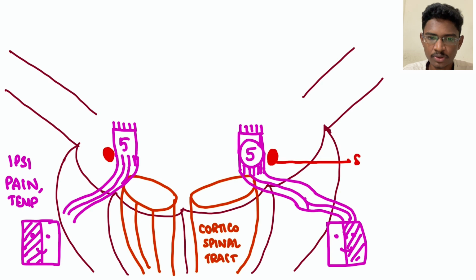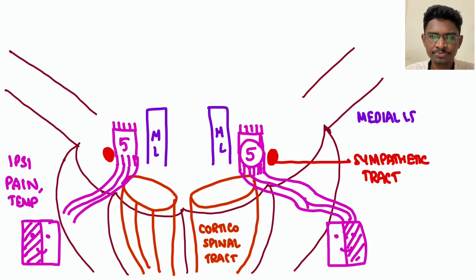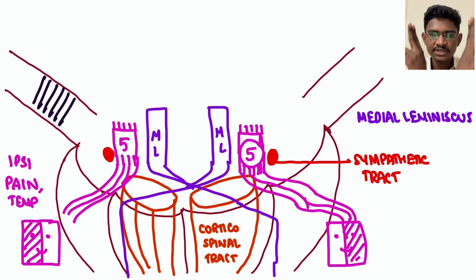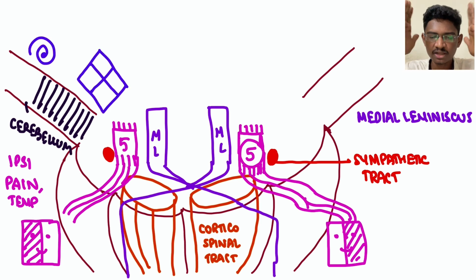You should remember this: pain and temperature in one half of the face is carried by the spinothalamic tract of the trigeminal ganglion. Next is this red portion, which is the sympathetic tract coming from the hypothalamus. From there it will descend down and go to the sympathetic ganglions. They haven't crossed. Next, you see the medial lemniscus. These are the dorsal column fibers which have decussated in the lower medulla. They have crossed and are ascending in the upper part of the medulla. So the already crossed fibers of the medial lemniscus are ascending in this part of the medulla.